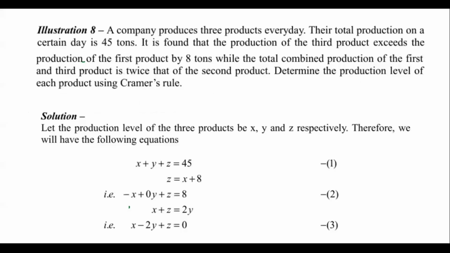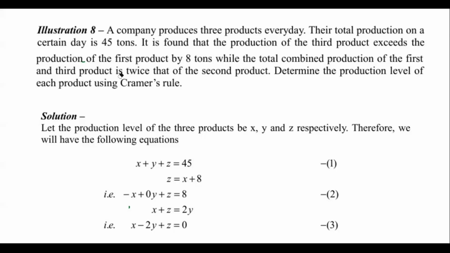So it's the same information. So 3 production levels, X, Y, and Z, in all they're 45. You say the third product exceeds the first by 8 tons. So this equals first plus 8, X being the first product. What else did they tell us there? Well, they're just taking this one and rearranging it here to get that.